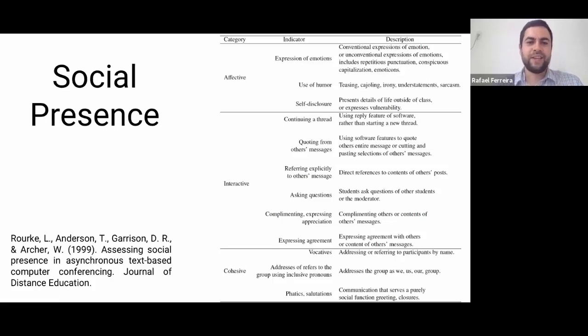So in general, the interactive category has more messages related to it. And finally, the cohesive category tries to analyze if the students are creating this sense of group that is very important to the development of the online discussion.